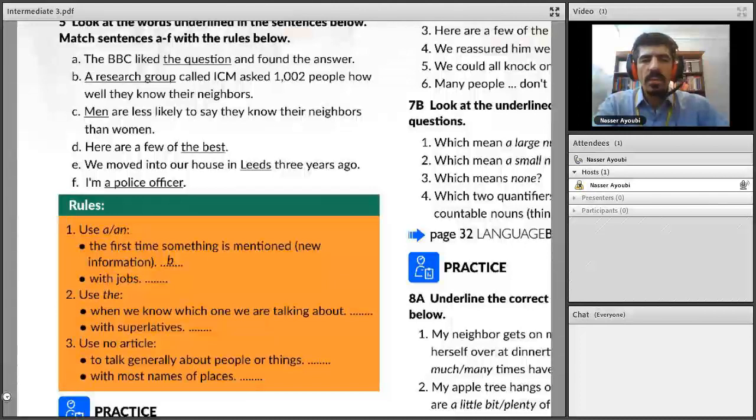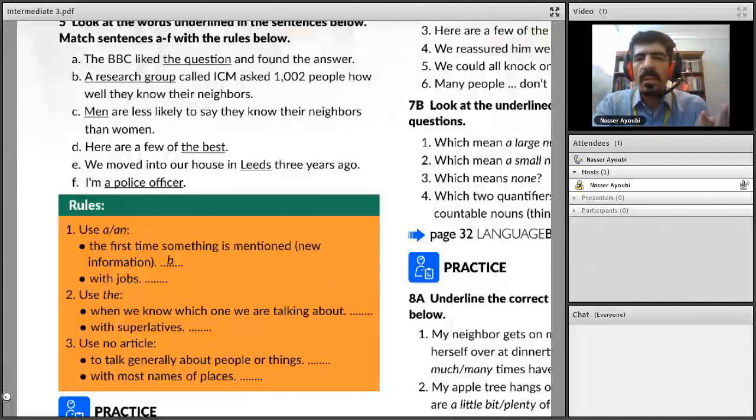And 3, use no article to talk generally about people or things. C. Men are less likely to say they know their neighbors than women. Men in general. And with most names of places, E. We moved into our house in Leeds 3 years ago. We don't use any article before proper names.